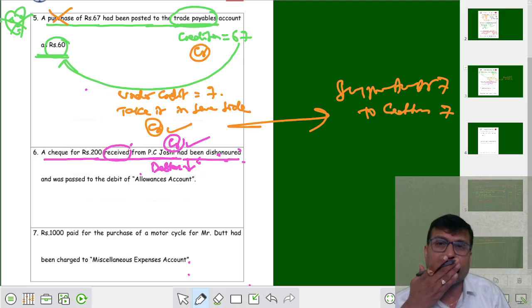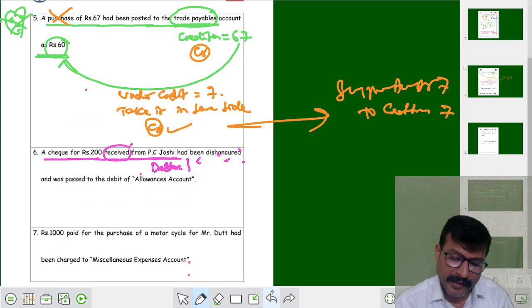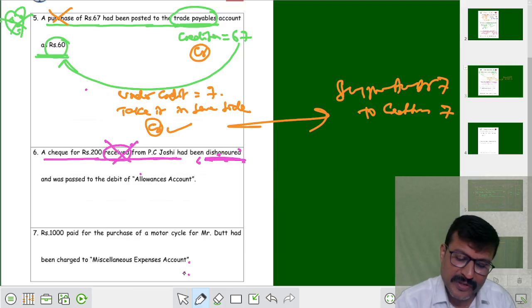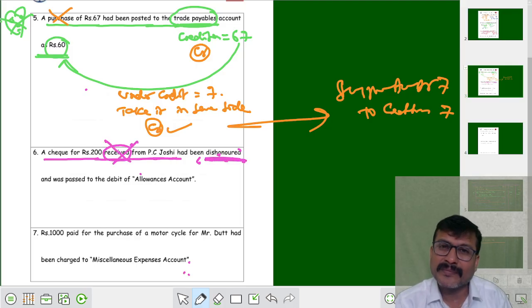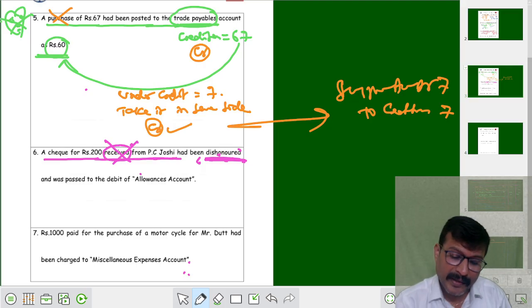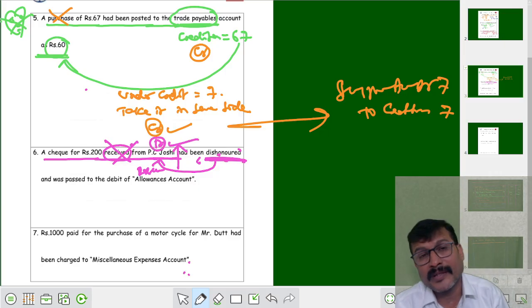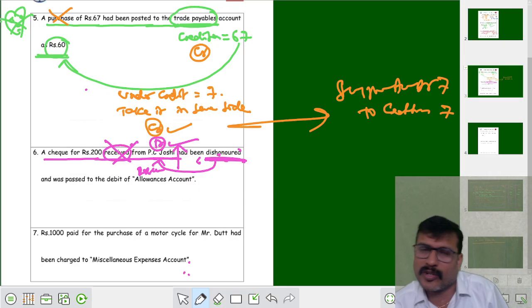Oh, bapre. Now tell me, what is important? Is it received is important or dishonor is important? Is it marriage is important? Is it divorce is important? Now received is not important, divorce is important. Divorced. What happened? When the check received dishonored, then your PC Joshi means your debtor will increase. What to do? The debtor is to be debited as a correct debit. Dishonored is important, received is not important.